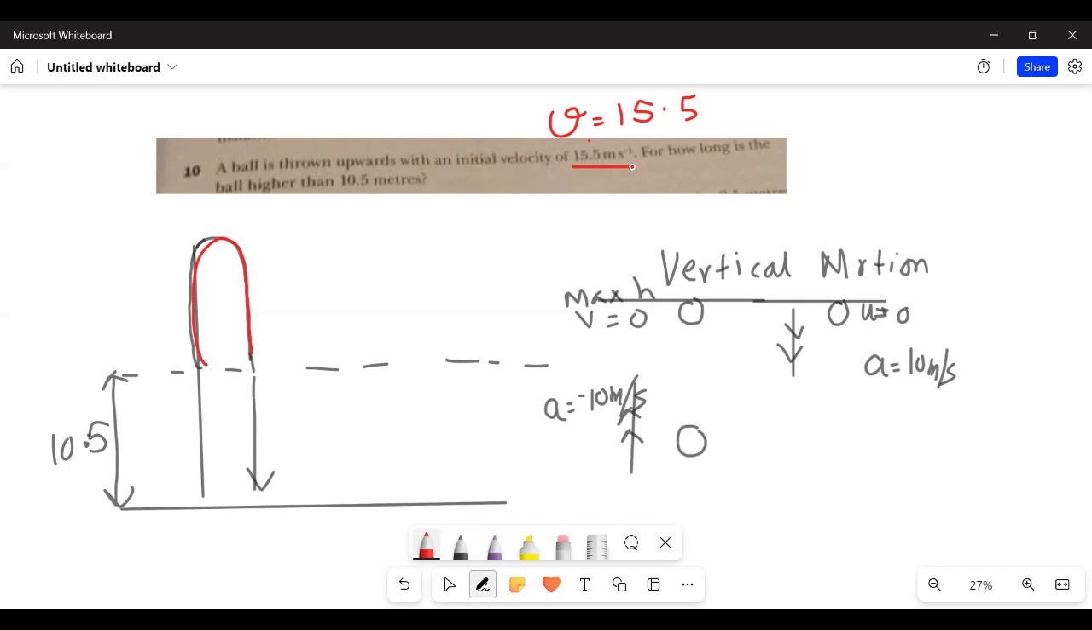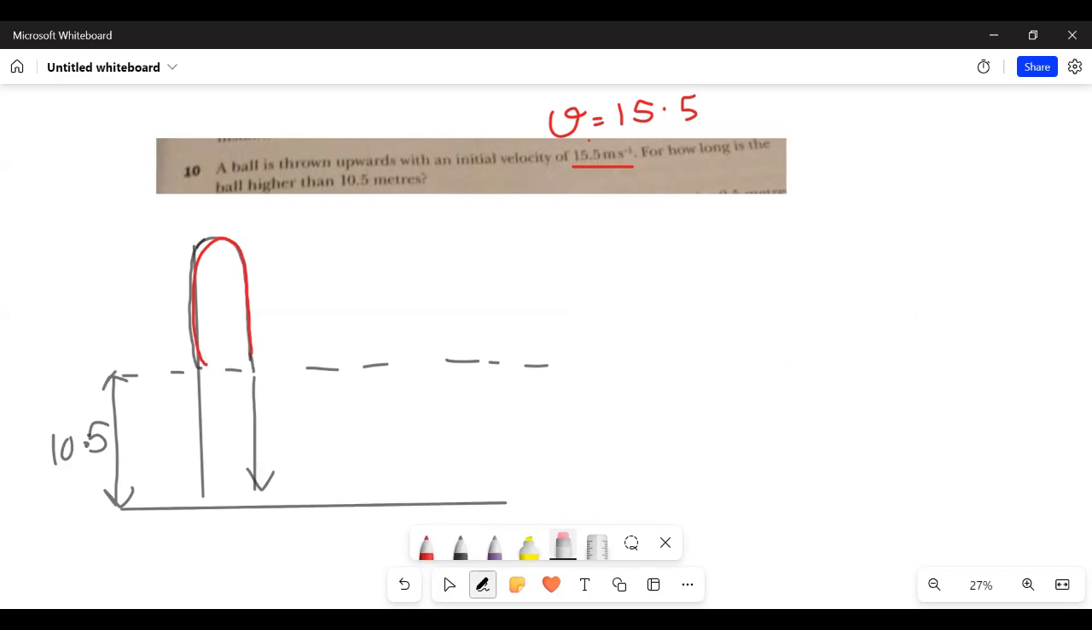Okay, so for these kind of questions, what you have to do is start the question with an inequality. It's saying, for how long is the ball higher than 10.5? So that means for what values of t is the distance greater than 10.5? The distance covered by the ball.